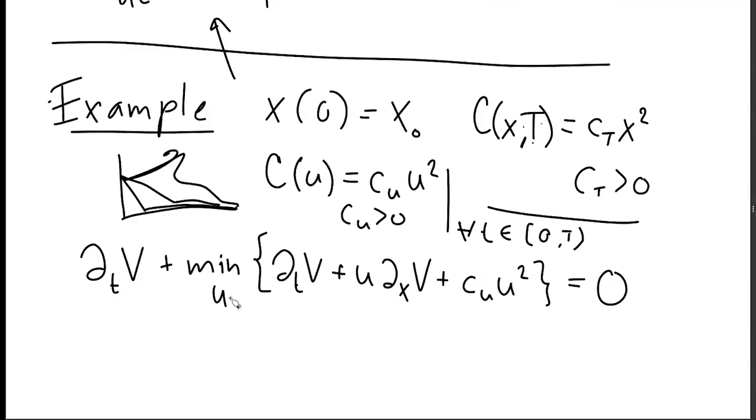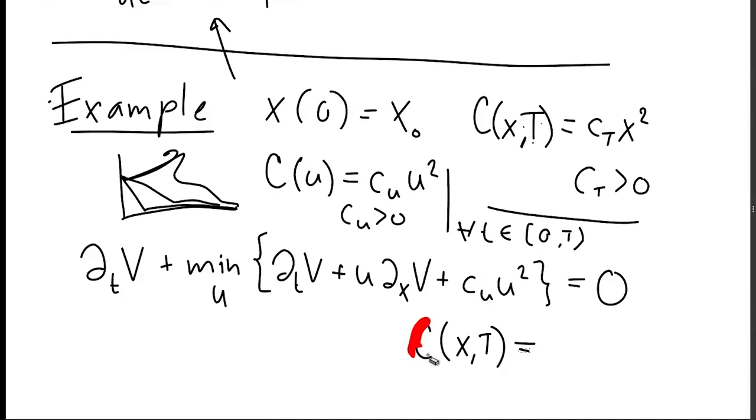Why do you not add the c_T x squared? We're going to use the c_T x squared as our terminal condition. So in order to finish up this PDE, we're going to say that at the terminal time at capital T, sorry, my notation is a little bit sloppy. What I want to do is I want to call this V.